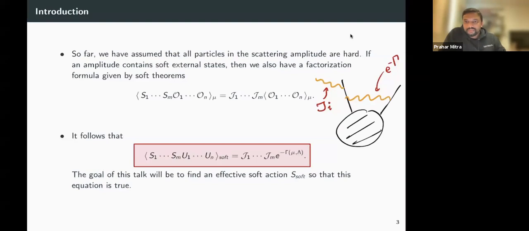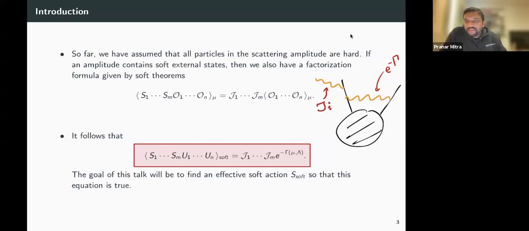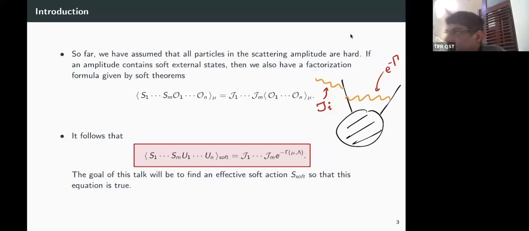And this soft part of the operator, is that largely independent of the details of the hard part of the amplitude? More or less. It depends on the momenta and it depends on the charges of the particles. And as we have discussed before, it also, to a certain extent, depends on whether the particle is an incoming particle or an outgoing particle. And that distinction is crucial for some reasons.